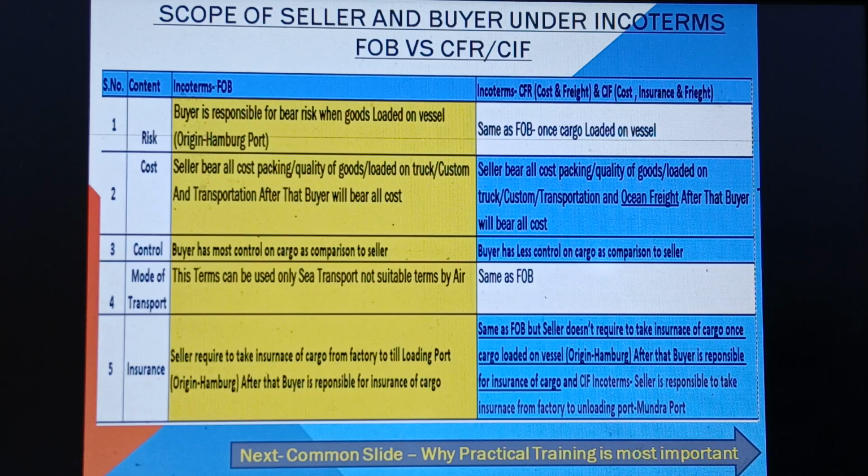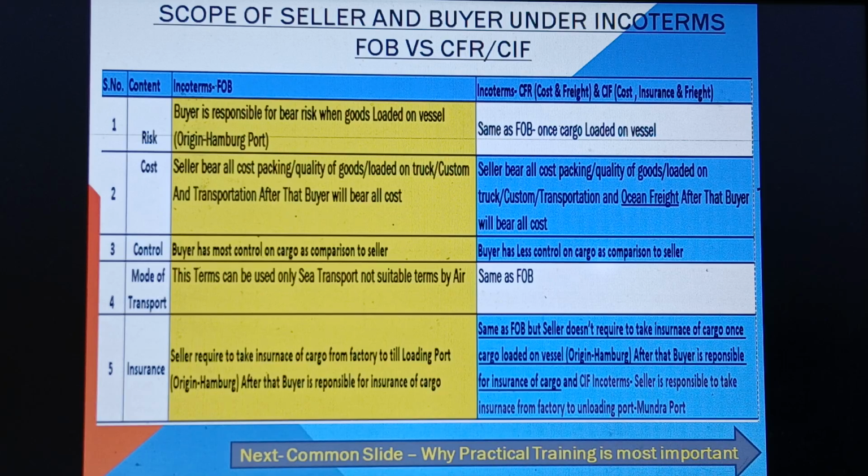And the most important and final fifth is insurance. The seller is required to take insurance of cargo from the factory till the loading port, origin Hamburg. After that, the buyer is responsible for insuring the cargo. In CFR and C&F, it is the same as FOB: the seller needs to take insurance till FOB because he knows the risk transfers to the buyer. So the seller doesn't need to take insurance of cargo once it is loaded on the vessel at origin Hamburg.